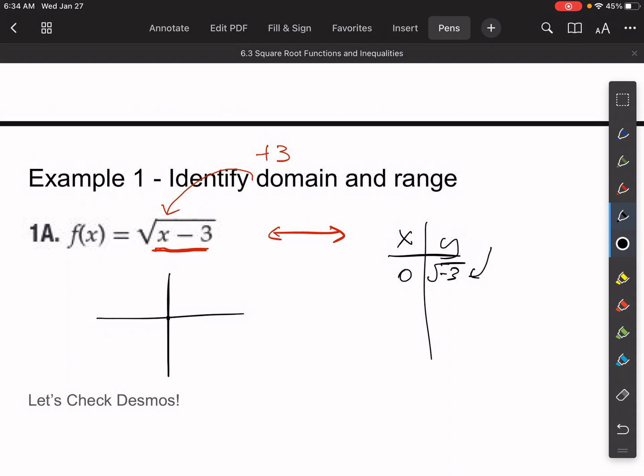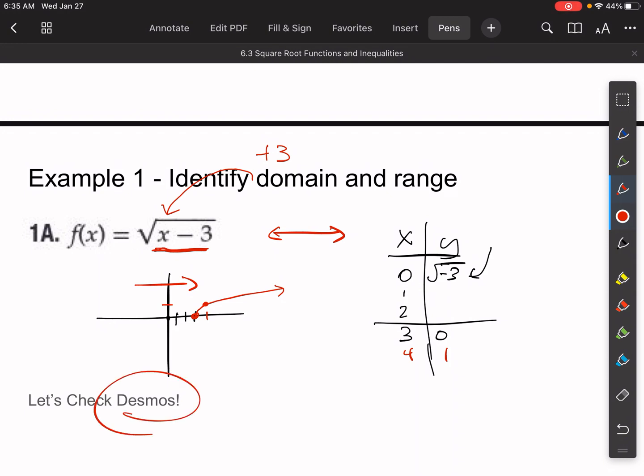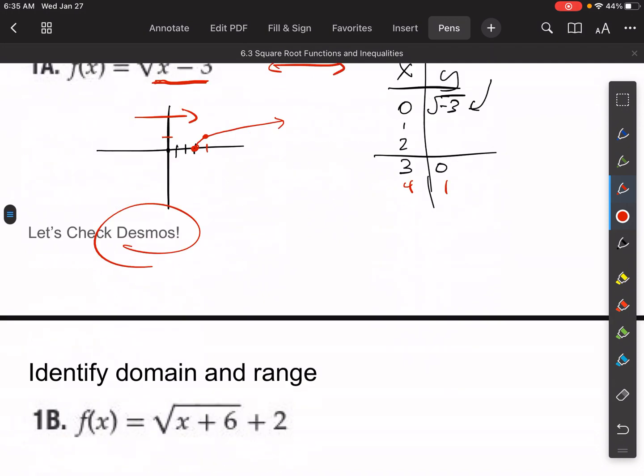That's undefined. And in fact, 1 and 2 would also be undefined, but at 3, what happens when I plug a 3 in? I get the square root of 0, which is 0. So at 3, I am at 0. If I plug a 4 in, I get a 1 out. So at 4, I'm at 1. And now notice we just have the whole parent function shift 3 spaces to the right. If you go on Desmos, you can plug that in and you can see that. All right, so that's example 1.